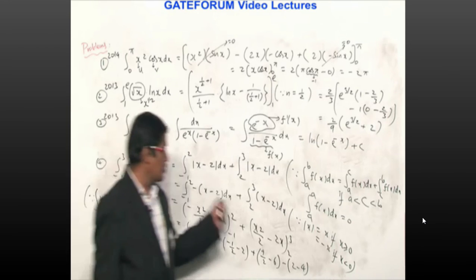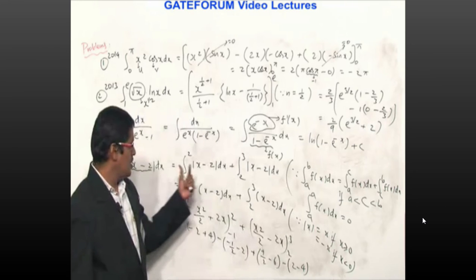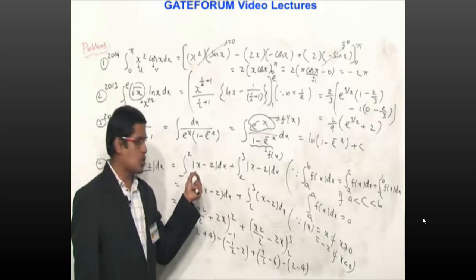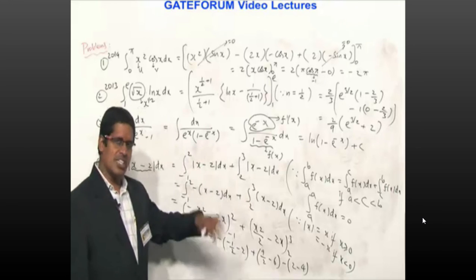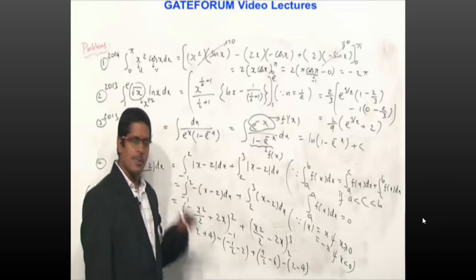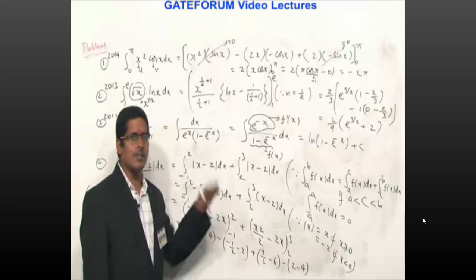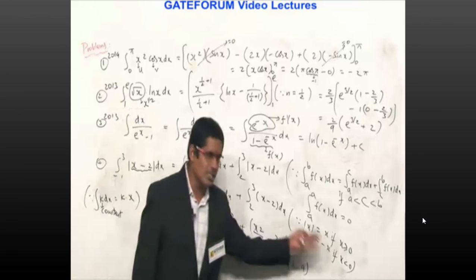So this is according to the last example, the mod x definition. If that x minus 2 is positive, the mod is removed and it becomes plus x minus 2. If that x minus 2 is negative, the mod eliminates and it becomes minus of x minus 2, using this definition.